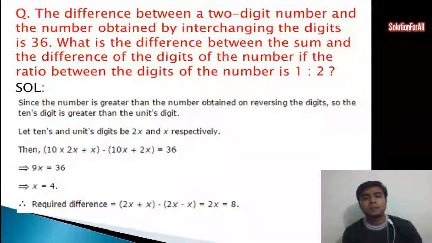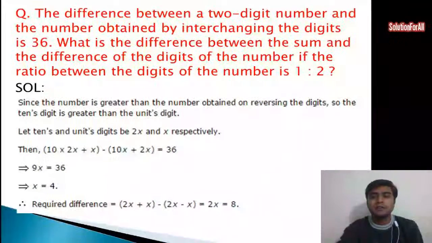Okay, the next question is, the difference between a two-digit number and the number obtained by interchanging the digits is 36. First, we'll read the question very carefully. The difference between a two-digit number and the number obtained by interchanging the digits is 36. What is the difference between the sum and the difference of the digits of the number if the ratio between the digits of the number is 1 by 2?